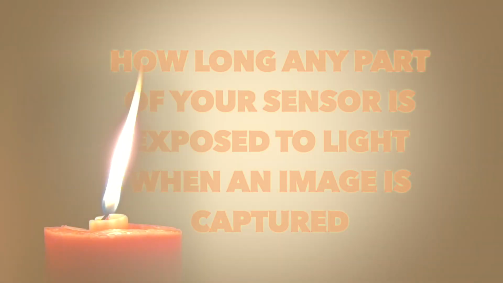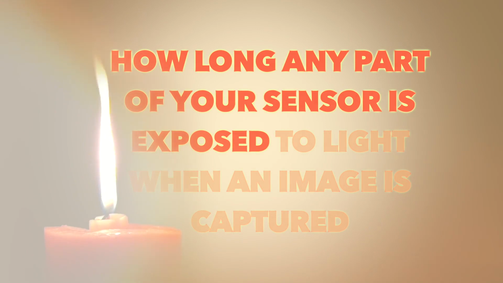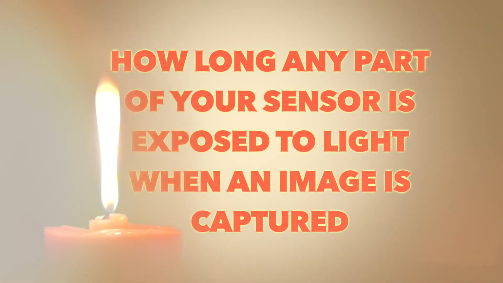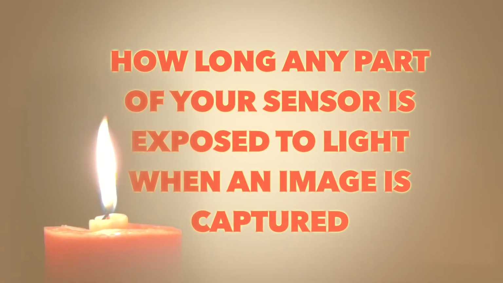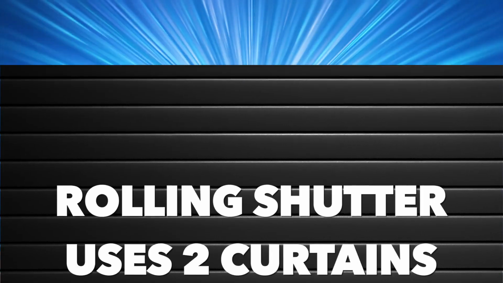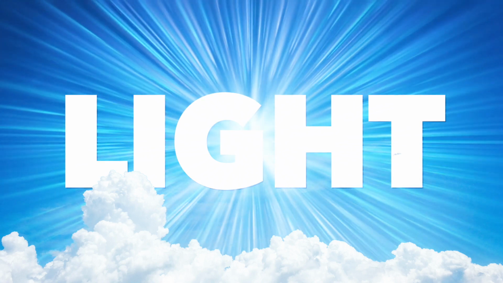These units of time refer to how long any part of your sensor is exposed to light when an image is captured. That wording is important because changing your shutter speed doesn't actually change the speed of your shutter. To understand this, let's look at the two different kinds of shutter: rolling shutter and global shutter. Rolling shutter uses two curtains. The first moves to expose the sensor to light, then the other follows to cover it.